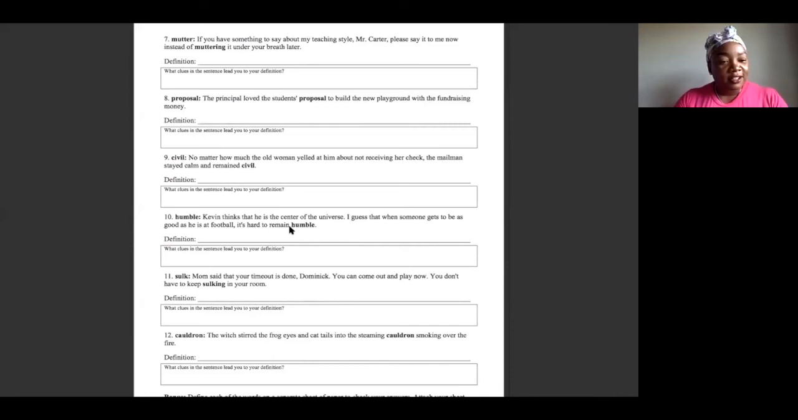Okay, let's do the last one, number 10. This is the word we don't use very often. The word is cauldron. All right, it says the witch stirred the frog eyes and cattails into the steaming cauldron, smoking over the fire. So what clues? Okay, very good. We have stirred, smoking over the fire, very good. Over the fire, stirred. So what does the word cauldron mean?